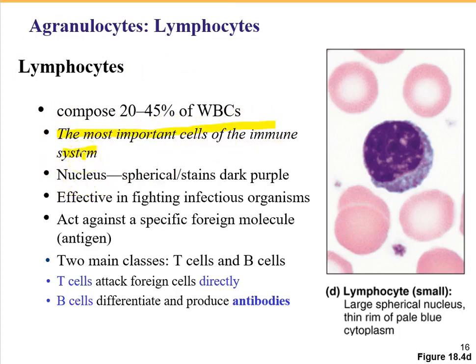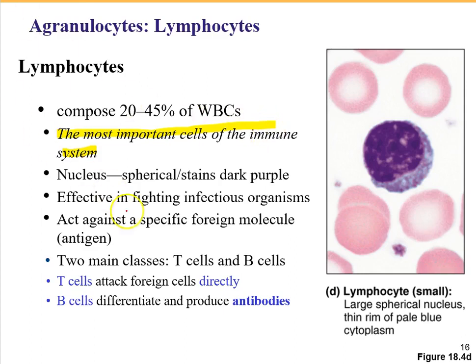We have two main classes of the lymphocyte. We have T cells and B cells, or T lymphocyte and B lymphocyte. T cells attack foreign cells directly, destroying them to protect the body. And B cells, on the other hand, are like the factories. They specialize in producing antibodies, which are proteins that tag invaders for destruction by other immune cells.